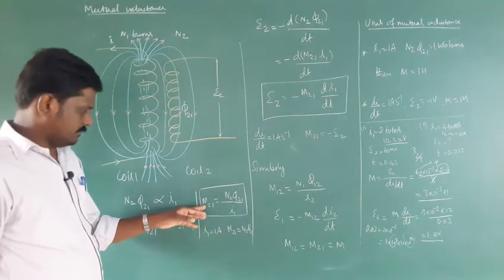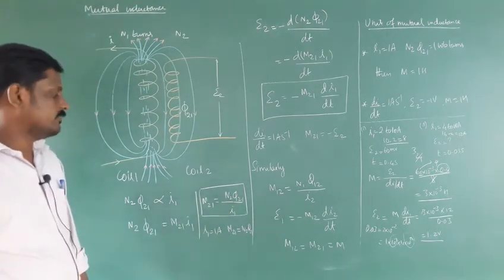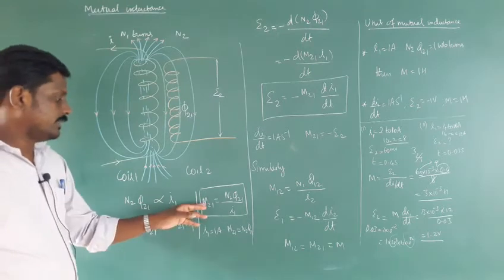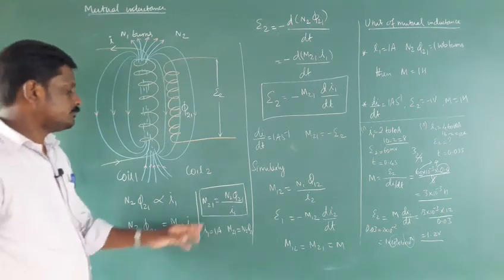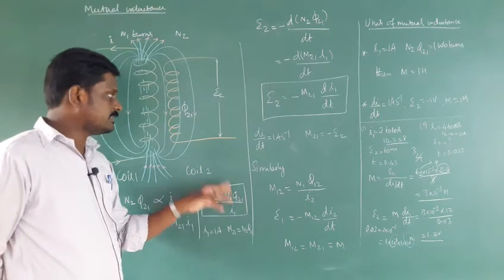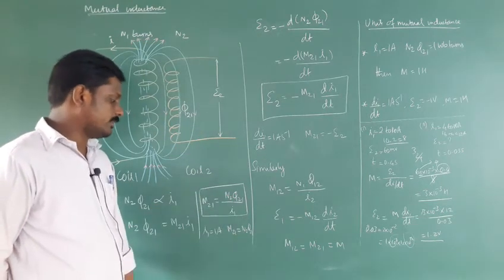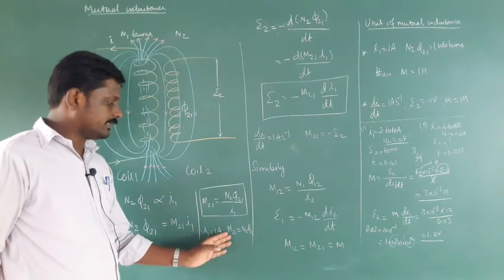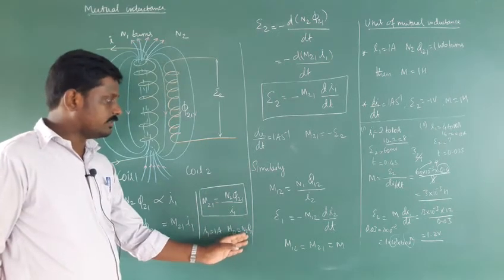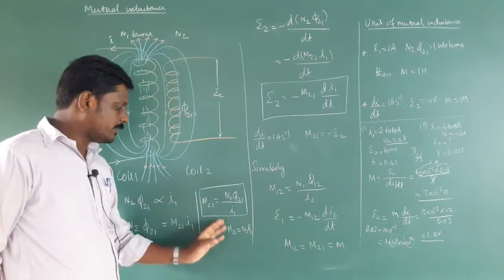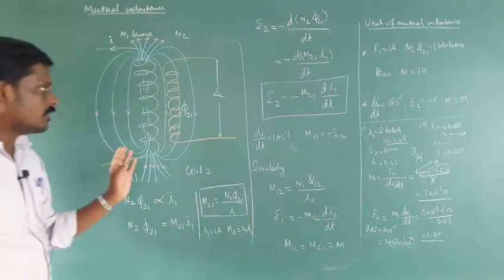Then what is mutual inductance? We can define it in this way. Mutual inductance is defined as the total flux linkage in coil 2 when 1 ampere current is flowing through coil 1.